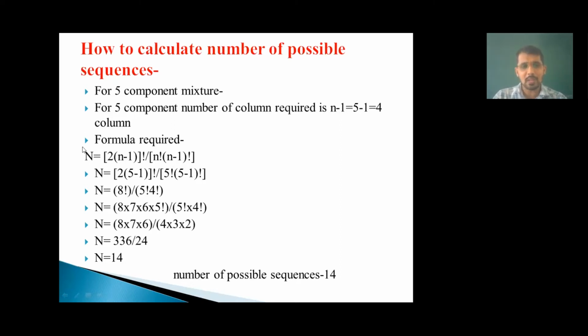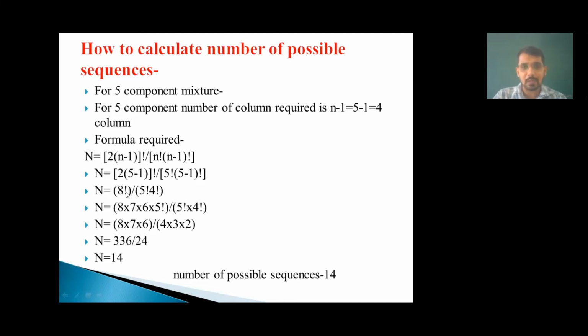What is capital N here? Capital N is the number of possible sequences and small n is the number of components. Here the number of components is 5, so put the value of small n. Next step, capital N equals 2 in bracket 5 minus 1 factorial divided by 5 factorial into 5 minus 1 factorial. After calculation you will get 8 factorial divided by 5 factorial into 4 factorial.